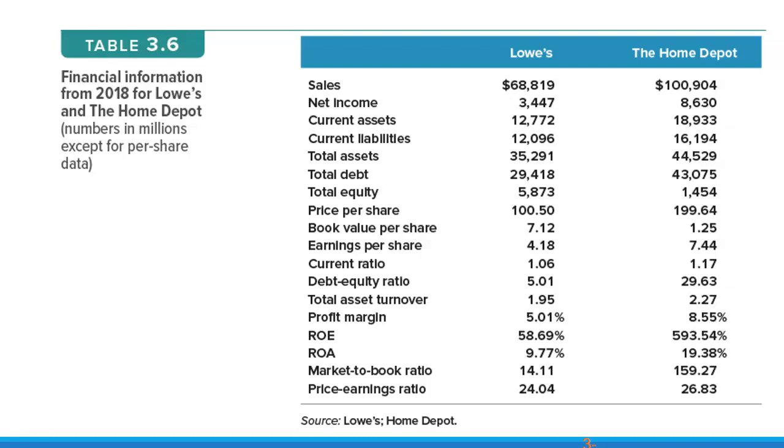Their profit margin, return on equity, and return on assets. We can look at this information. We see the market to book ratio. We can see that Home Depot is selling much higher on the market than Lowe's is, 159 times the market value to their book ratio.